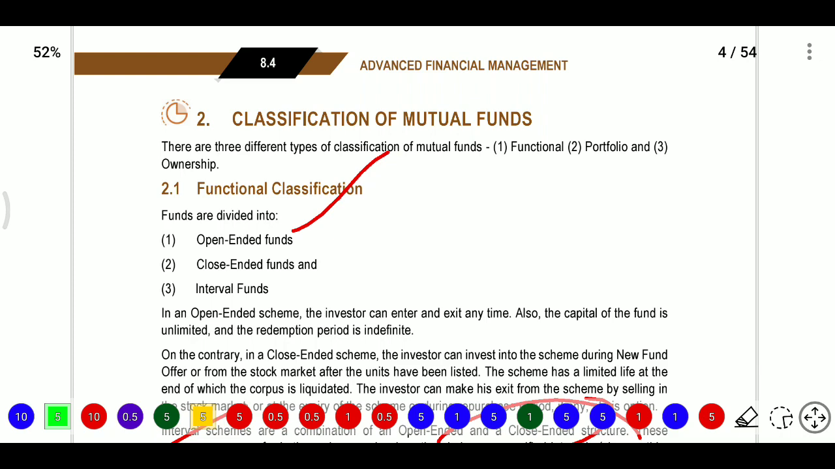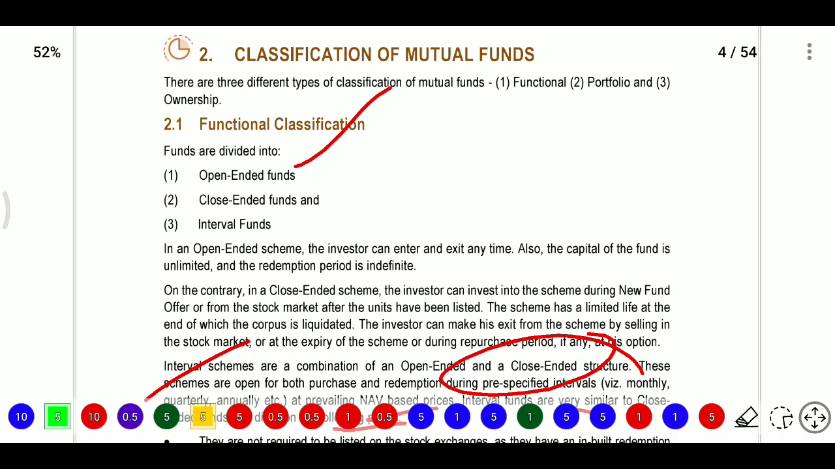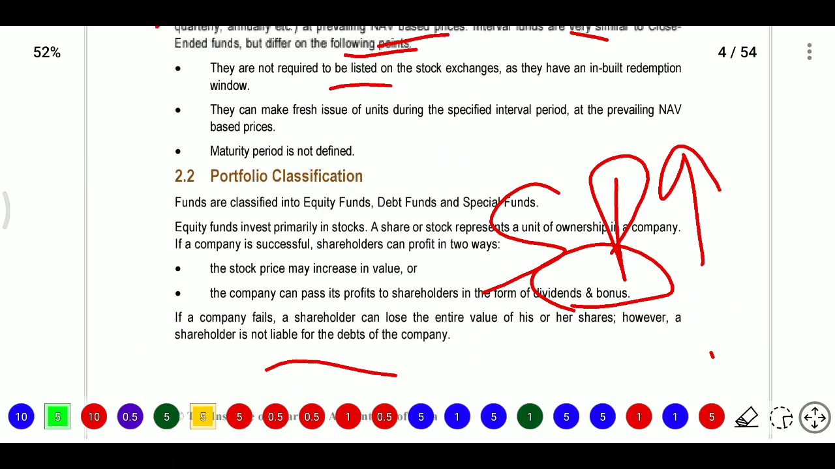And classification of mutual funds. In classification we have functional classifications: open-ended, closed-ended and interval funds. Open-ended means you can enter or exit at any time. Closed-ended means you can enter and exit only during the period of the fund, the fund's specified time. And interval fund means they will provide some interval dates in between the fund maturity or fund term period, that was explained in yesterday's class.